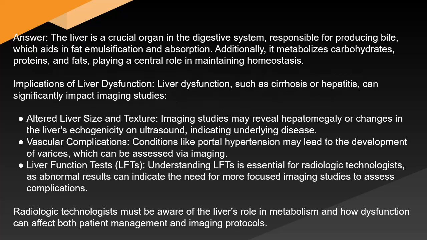Explain the role of the liver in digestion and metabolism and the implications of liver dysfunction on imaging studies. Answer: the liver is a crucial organ in the digestive system, responsible for producing bile, which aids in fat emulsification and absorption. Additionally, it metabolizes carbohydrates, proteins, and fats, playing a central role in maintaining homeostasis. Implications of liver dysfunction. Liver dysfunction, such as cirrhosis or hepatitis, can significantly impact imaging studies. Altered liver size and texture.